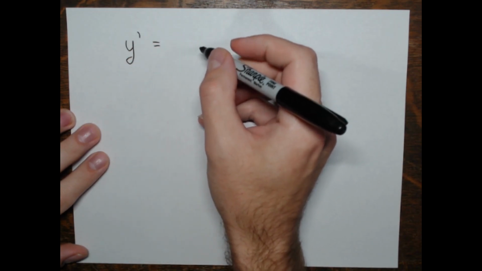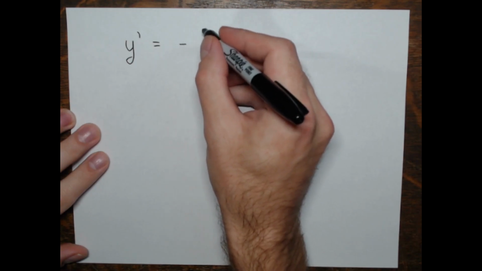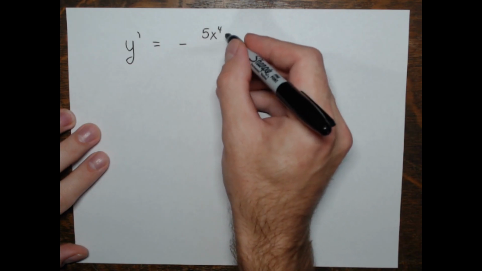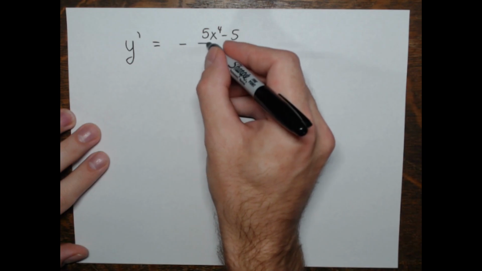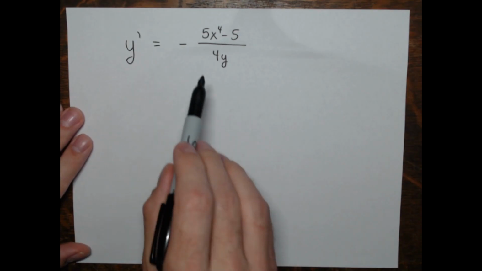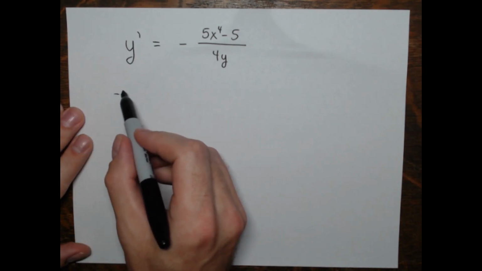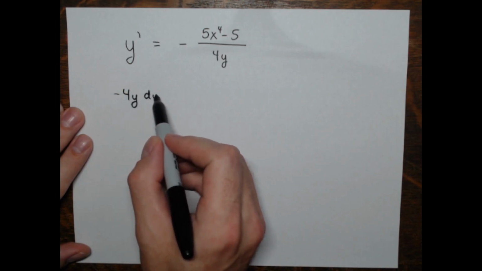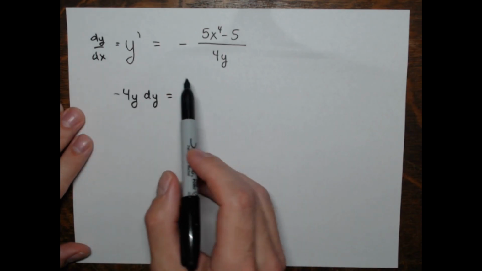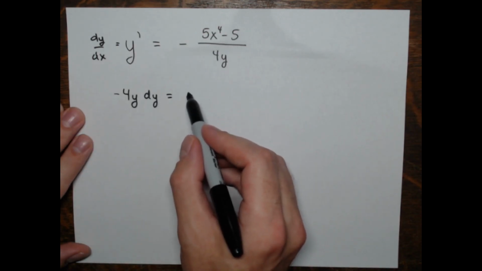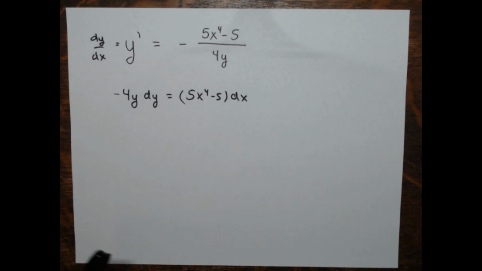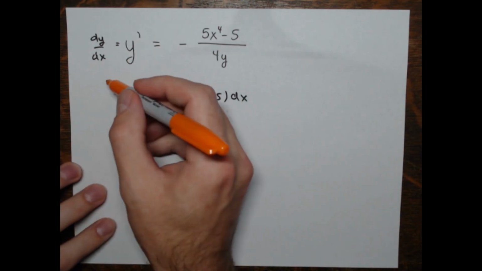Anyway, we have y prime equals negative, the opposite of some fraction here. The numerator of this fraction has 5x to the fourth minus 5, divided by 4y. So I'm going to multiply by negative 4y. Negative 4y over on the left side with the dy, and this is dy over dx, the first derivative here. And then move the dx over on the right side with this 5x to the fourth minus 5 numerator. All right, so now the variables are separated. We integrate.